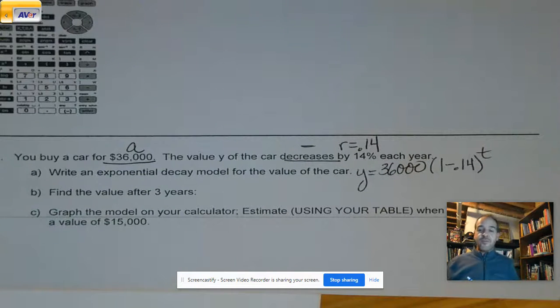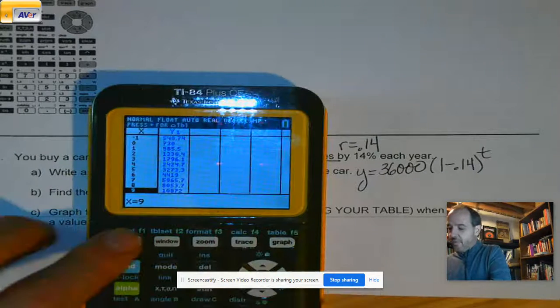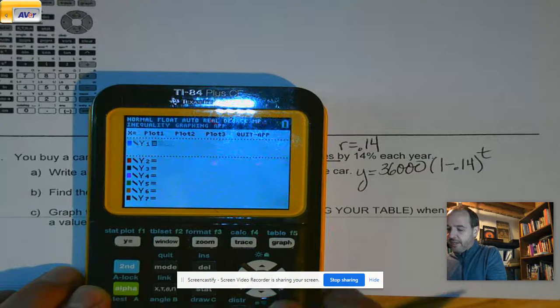Okay, find the value after 3 years. Now this time I'm going to show you a little trick, just in case you want a different way of going about this. I'm going to give you an option here.